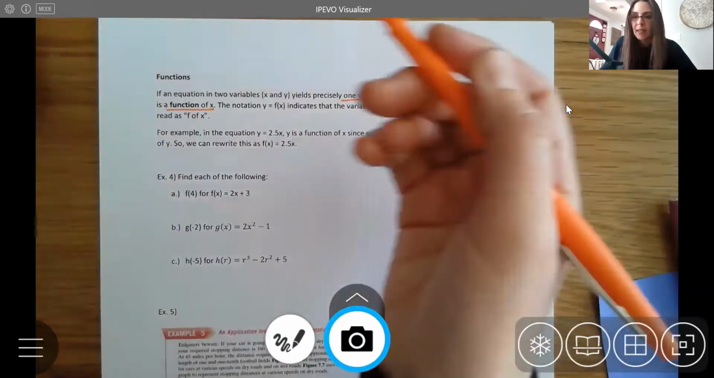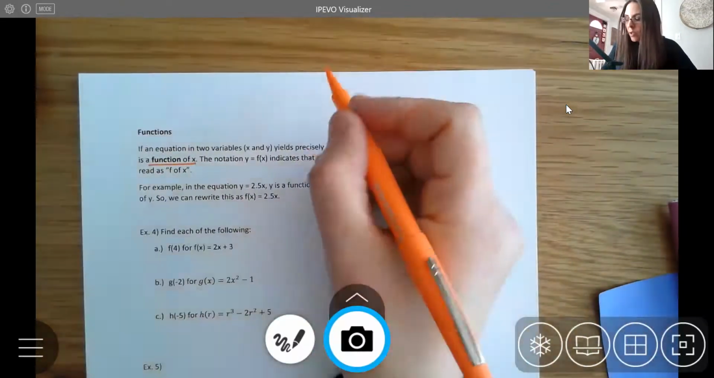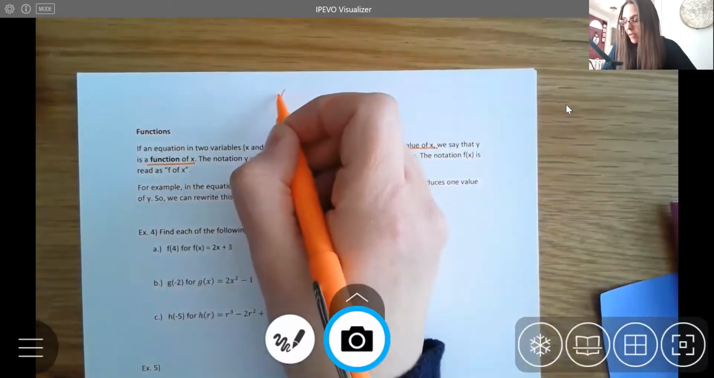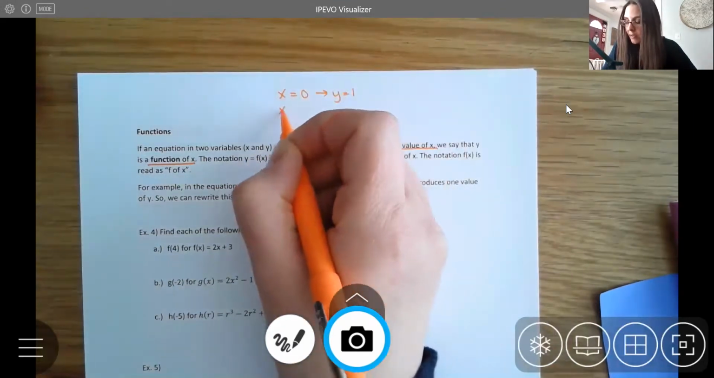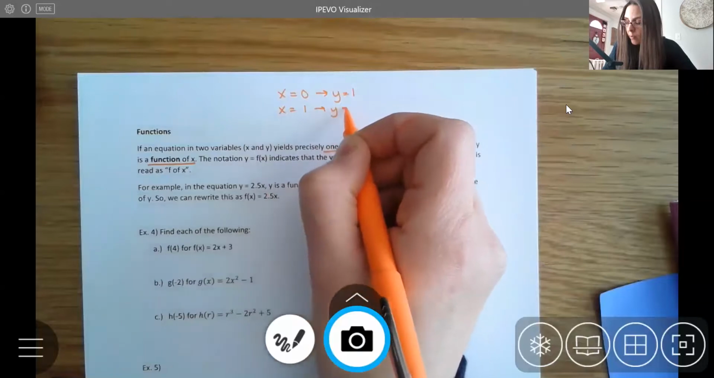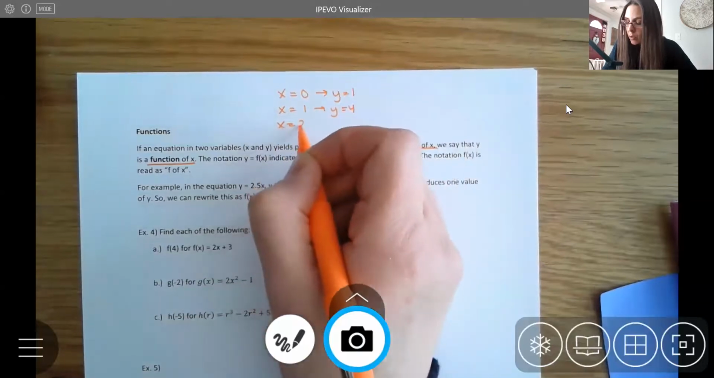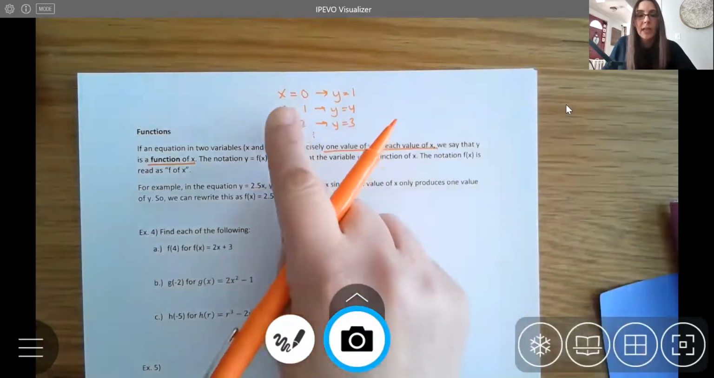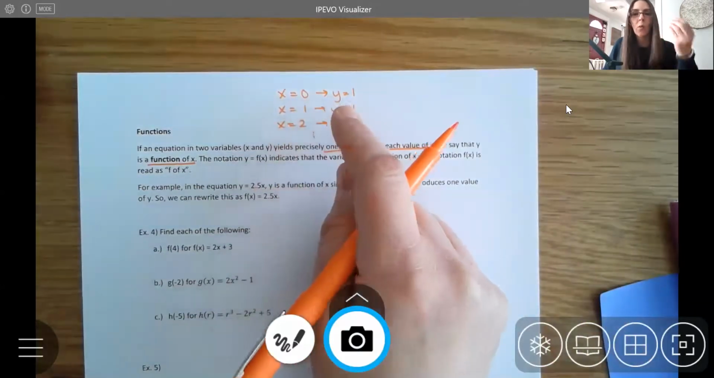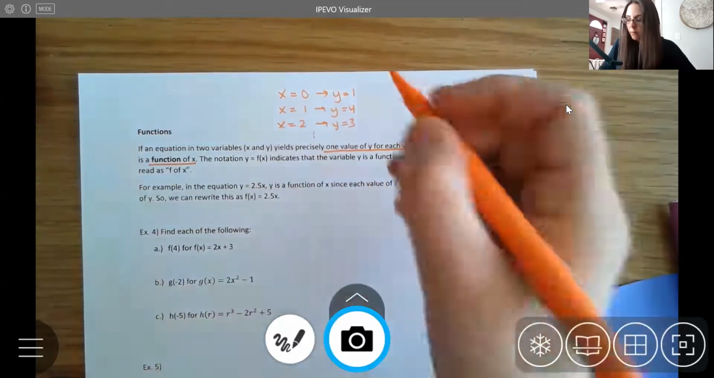So for instance, let's say you had an example. I'm just going to make this up. Let's say when x equals 0, you got the answer y equals 1. When x equals 1, you got the answer y equals 4. When x equals 2, you got the answer y equals 3, and so on. Notice that for each x value, you're only getting one output. That's a function.